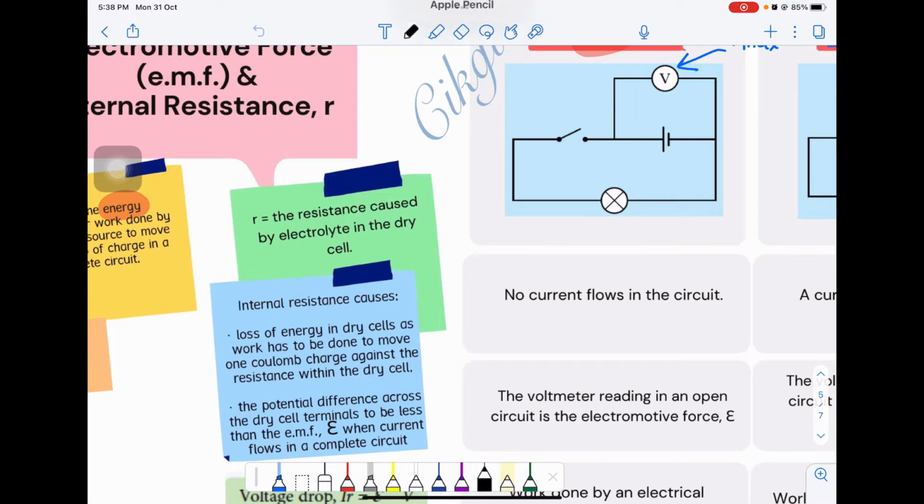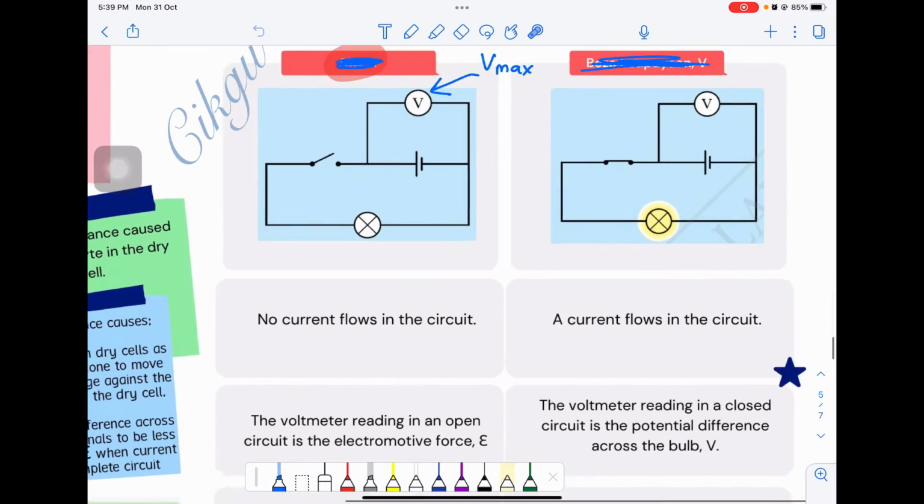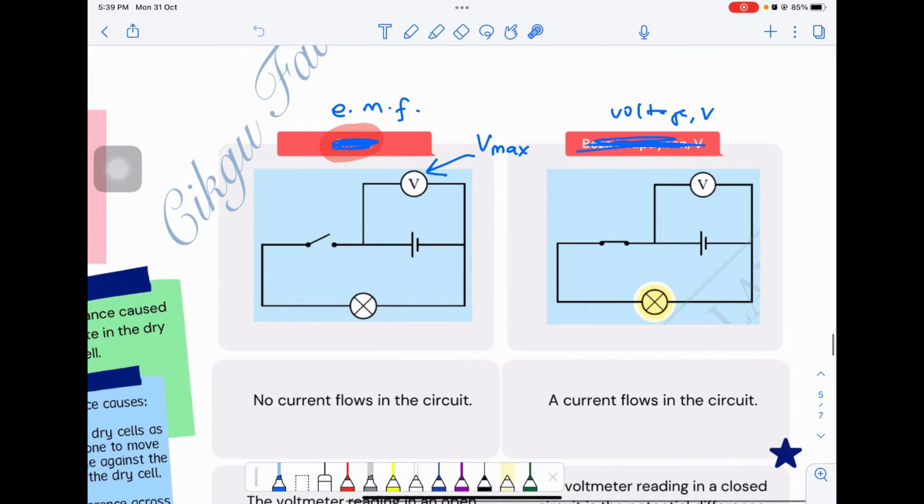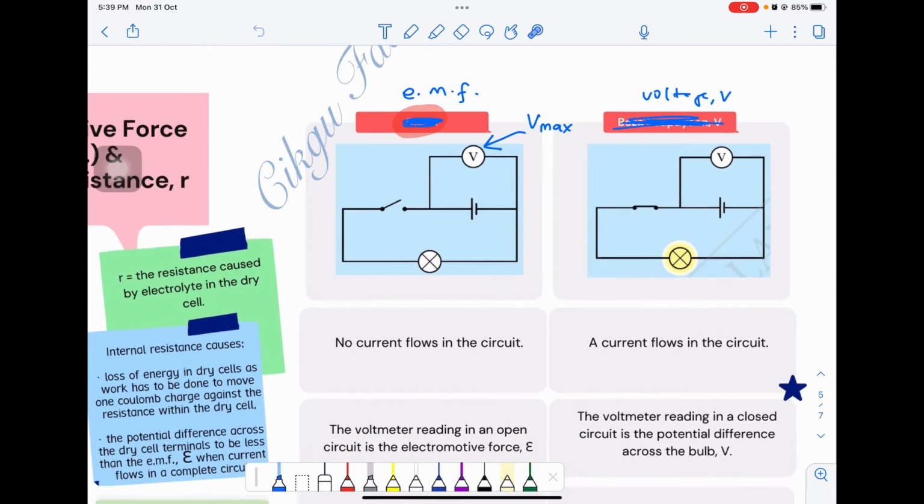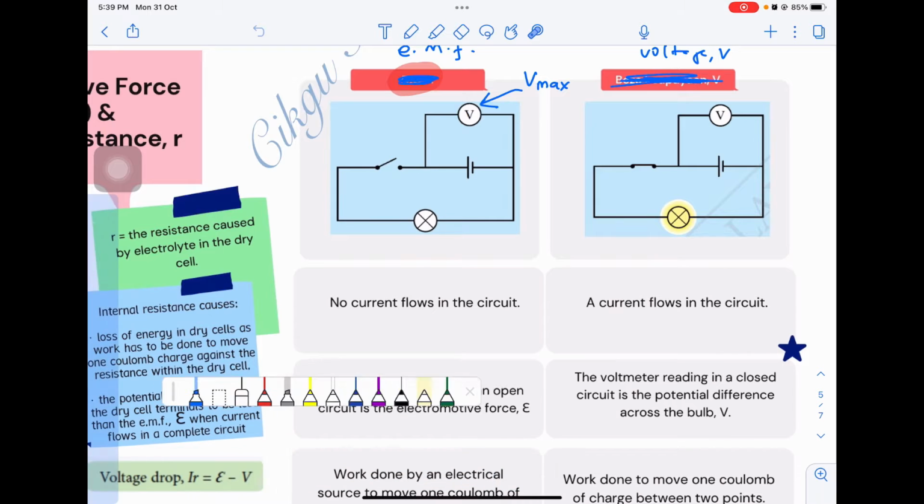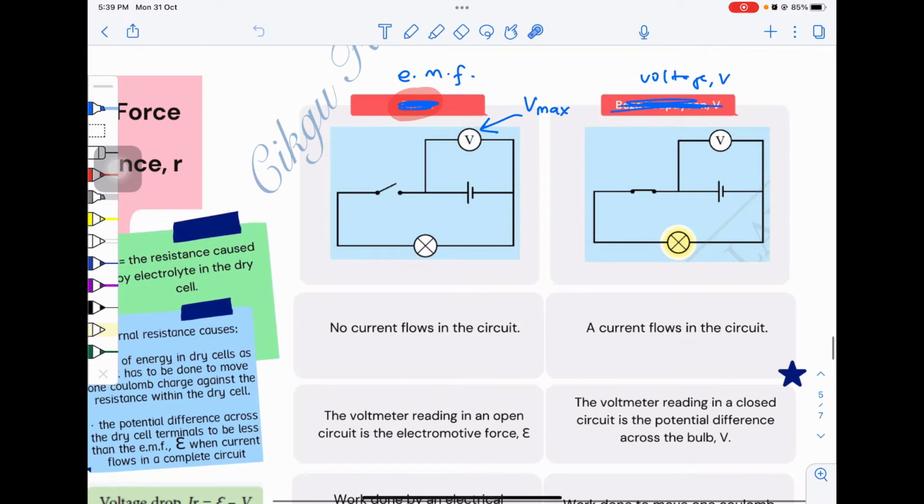So what's internal resistance? Internal resistance causes loss of energy in dry cells. That means work has to be done to move the 1 coulomb charge against the resistance. Now, if we talk about EMF, you have to understand the differences between EMF and voltage. What's the difference between EMF and voltage?